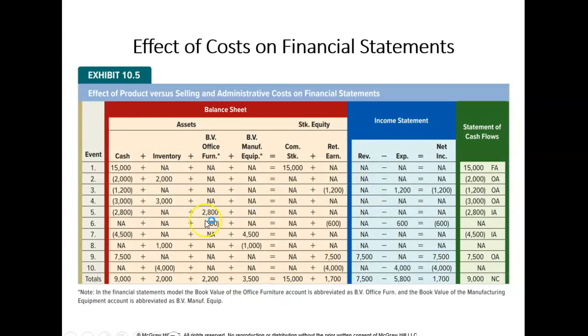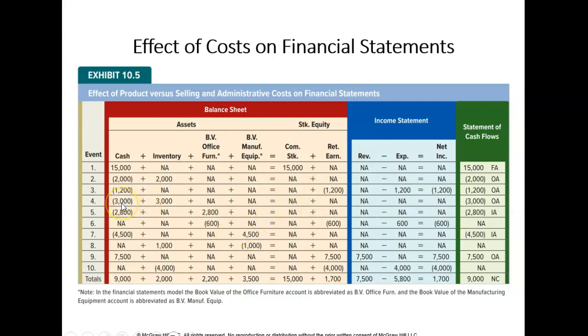So here we have a list of transactions. Number one, we issue shares of stock. So cash increases, your common stock increases. The next transaction, we actually purchase or produce inventory. So the cash account decreased, the inventory account would have increased. Number three, we had an expense of some sort. These are from previous chapters. So the cash account decreased and retained earnings decreased.